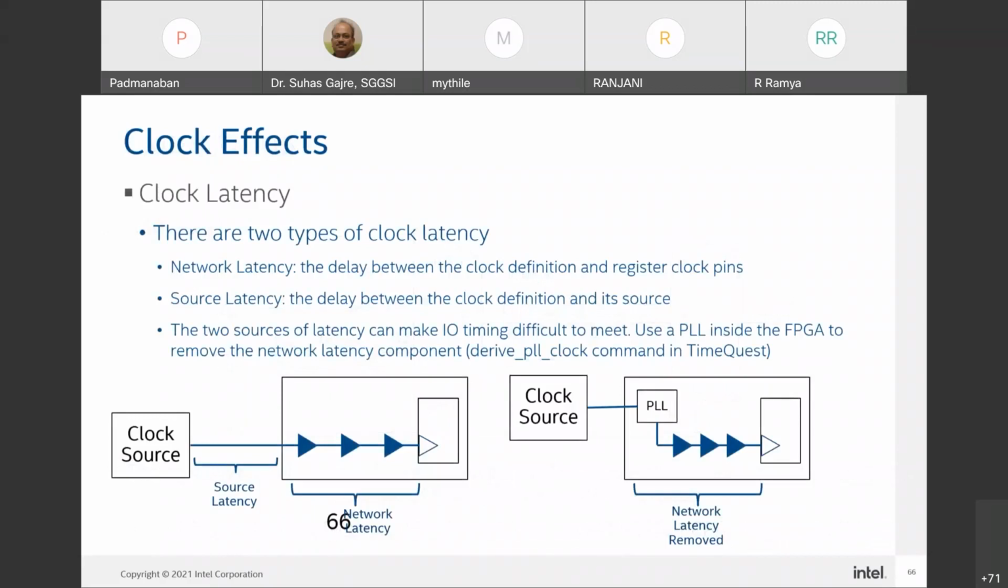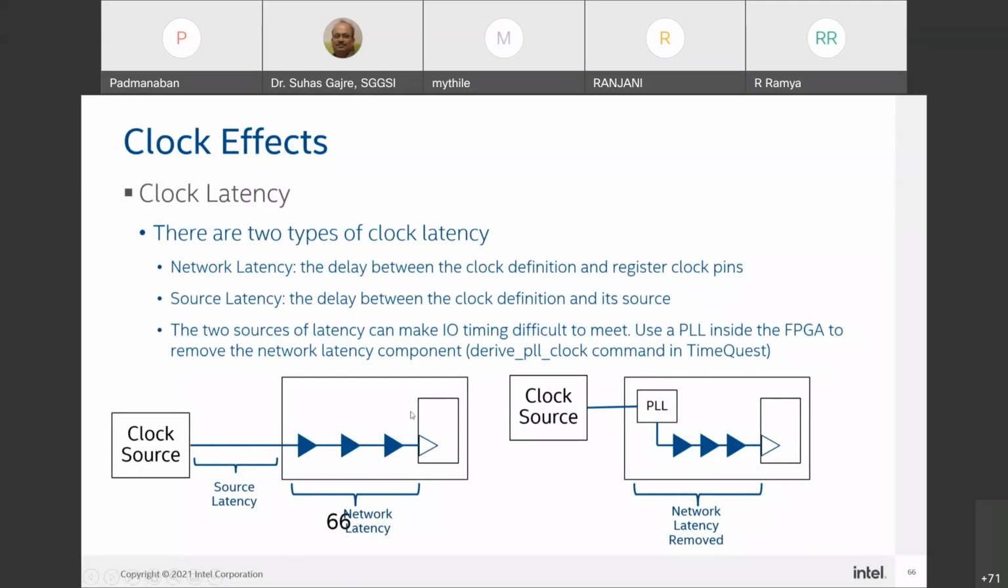Right. So there are 2 more slides which I need to explain to you. One is what we were discussing about, the problem with delay, like clock latency. That is very important for us to understand, because even though the clock starts from the clock source, it takes some time to reach the flip-flop. So we divide it into 2. One is called network latency. The other one is called source latency.